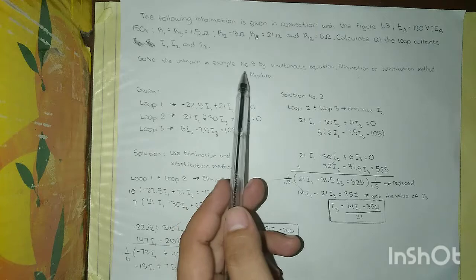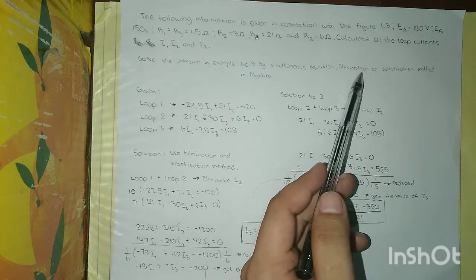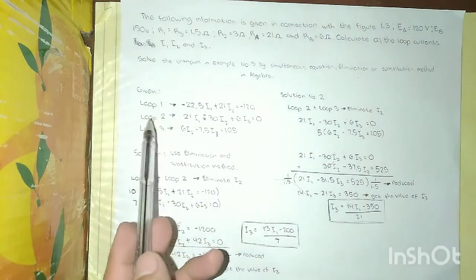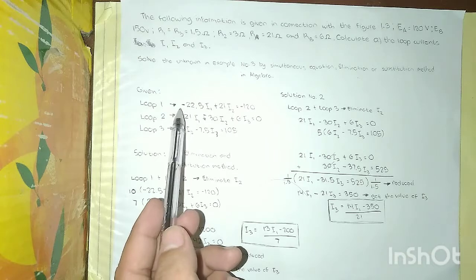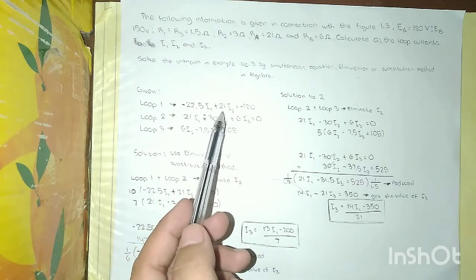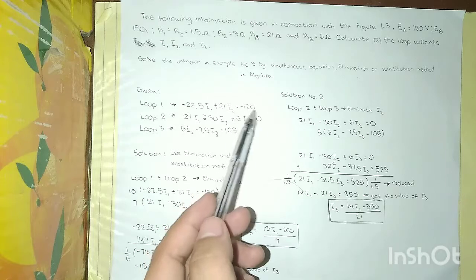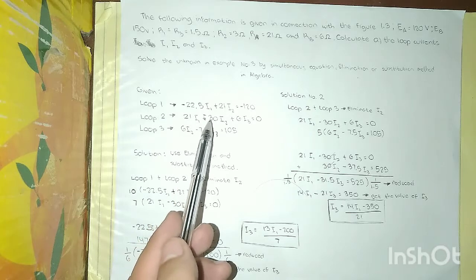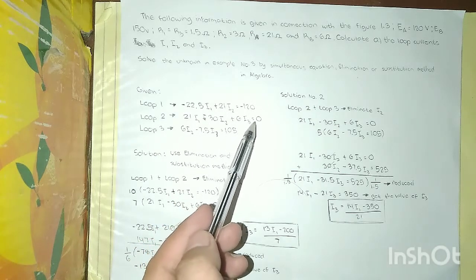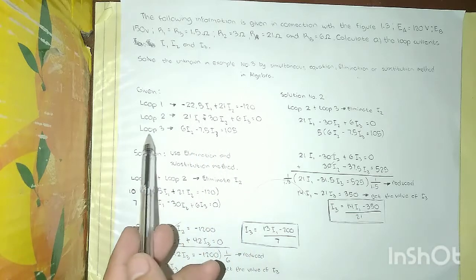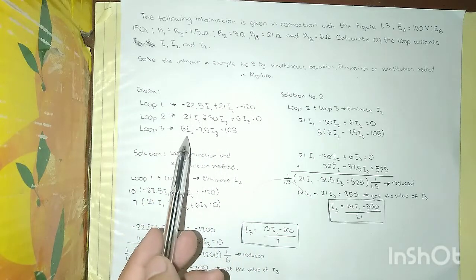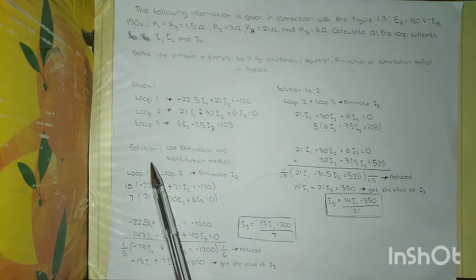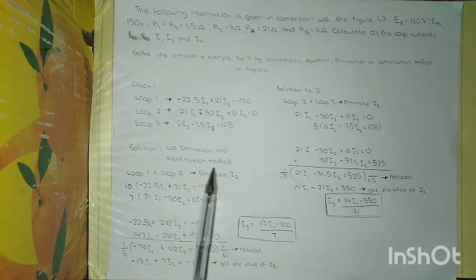Solve the unknowns in example number 3 by simultaneous equations, using the elimination or substitution method in algebra. Given loop 1, which has the equation negative 22.5 I1 plus 21 I2 is equal to negative 120. Loop 2 has the equation 21 I1 minus 30 I2 plus 6 I3 is equal to 0. And loop 3 has the equation 6 I2 minus 7.5 I3 is equal to 105. Solution: use the elimination and substitution method.